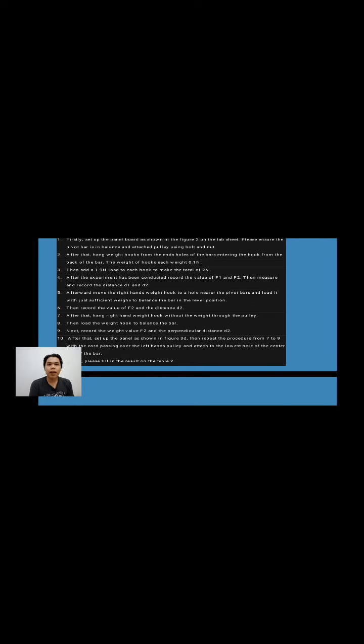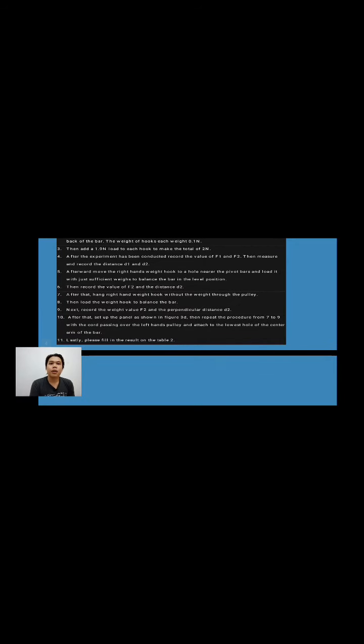After that, hang the right hand weight hook without the weight through the pulley. Then load the weight hook to balance the bar. Next, record the weight value of F2 and the perpendicular distance D2. After that, set up the panel as shown in Figure 3D, then repeat the procedure from 7 to 9 with the cord passing over the left hand pulley and attached to the lowest hole of the center arm of the bar. Lastly, please fill in the results in Table 2.